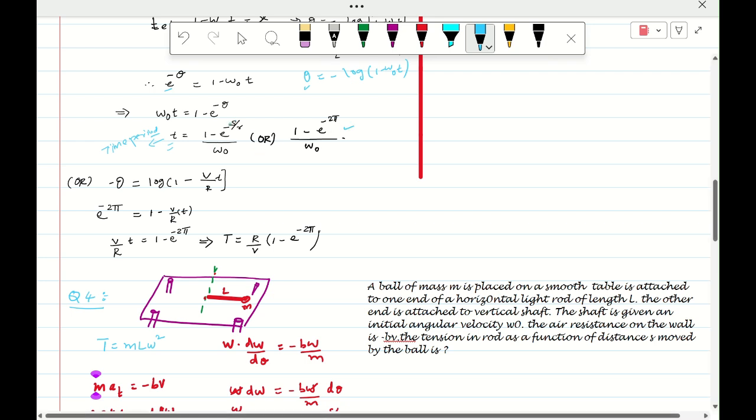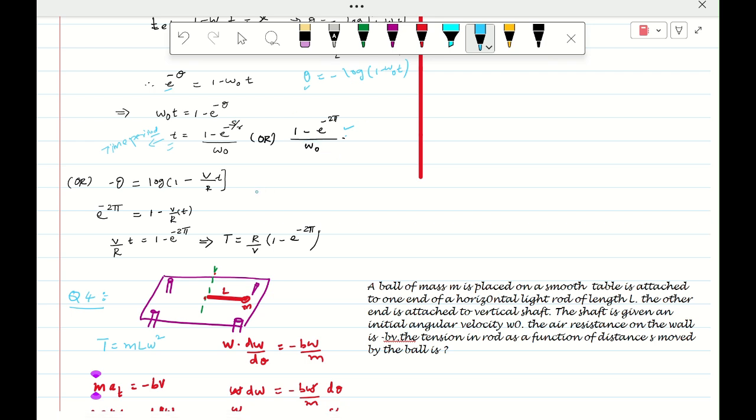If not, that is not the time period. That means theta will not be equal to s by r. Theta equals s by r only, but s is not equal to 2 pi r, so this formula will not come. This formula holds only when t is equal to the time period. So you have to remember 1 minus e power minus 2 pi by omega naught is the time period formula.